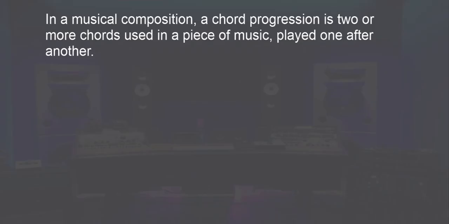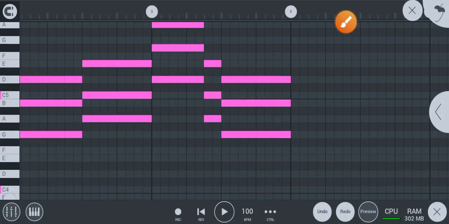In musical composition, a chord progression is two or more chords used in a piece of music played one after another. Now, this is a G major chord progression, and the first chord is a G major chord with a break in between, followed by an A minor chord, then the D major chord, back to a brief A minor chord, then resolve to the G major chord, which is the root note, all in the key of G major.